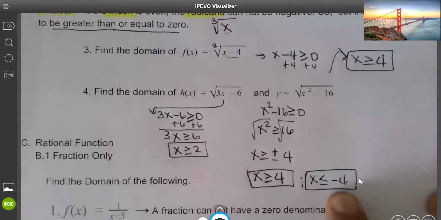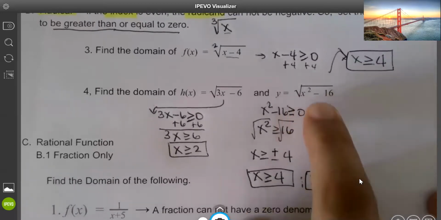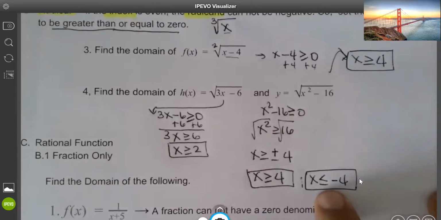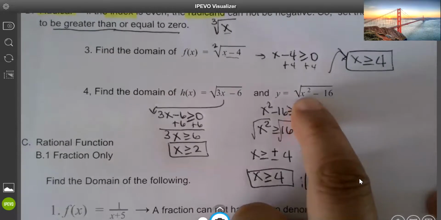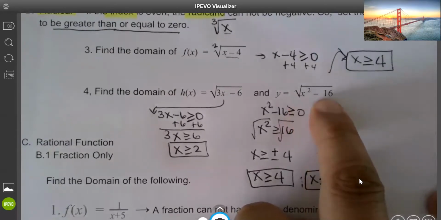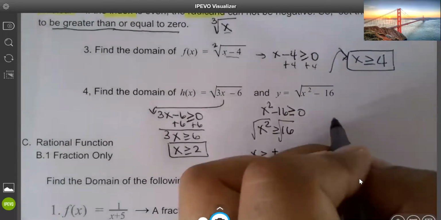What about less than or equal to negative 4? Negative 4 raised to 2 is 16, minus 16 is 0, okay. Negative 5 is less than negative 4. Negative 5 raised to 2 is positive 25, minus 16 is still a positive number, okay.